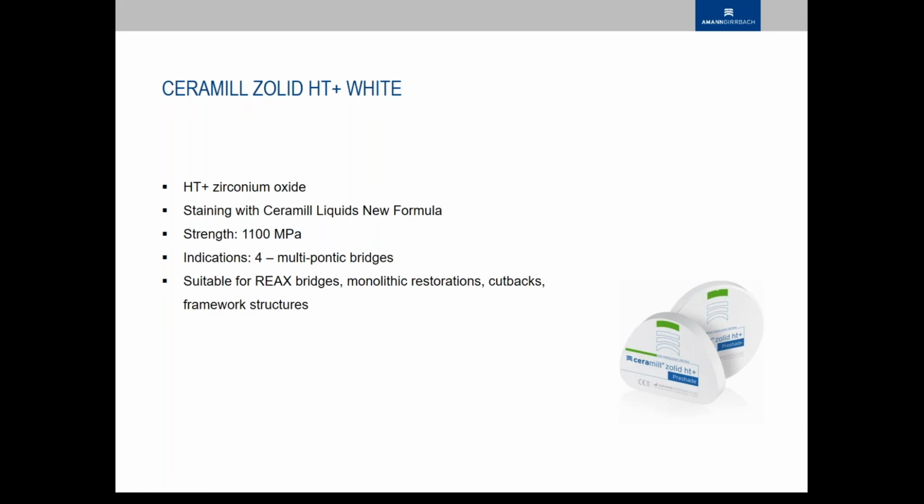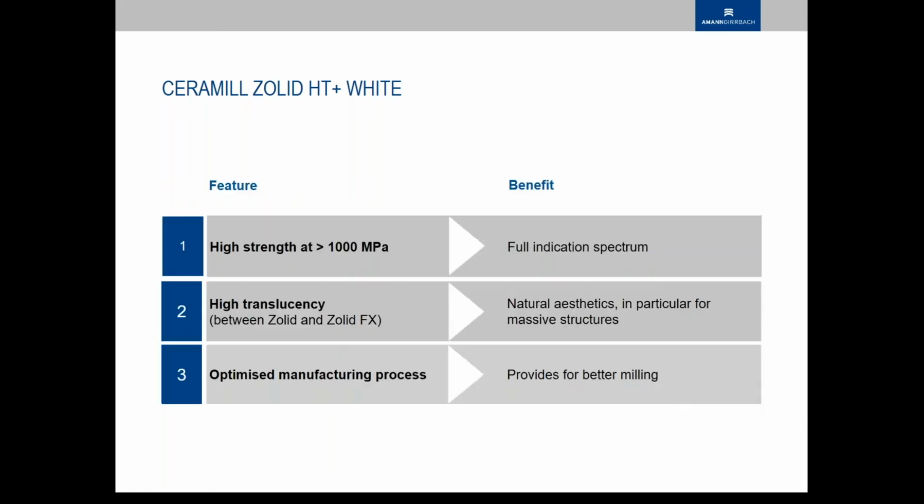Okay, so now looking at the HT Plus, I already mentioned 1100 megapascal. On the pre-shades, it's a little less. On the pre-shades, it is 1000. Suitable for those all-on-four restorations. Looks very pretty. I'm super happy with the material. Of course, on anterior cases, you still have to make a cutback, but you can get very, very pretty looking results on all 1000 or 1100 megapascal.